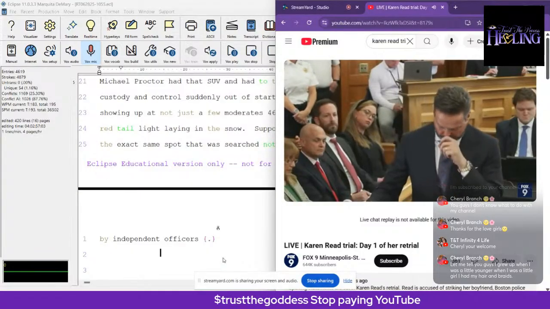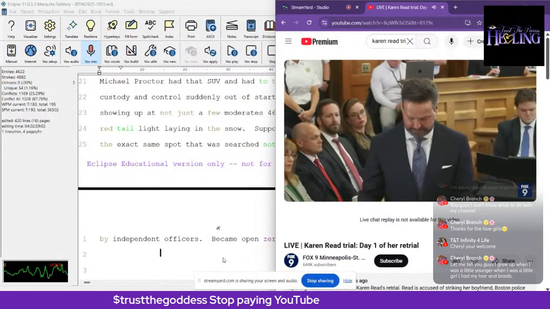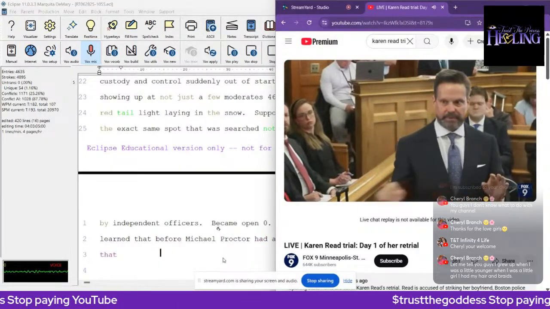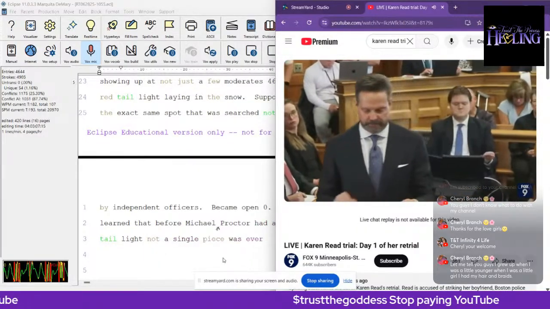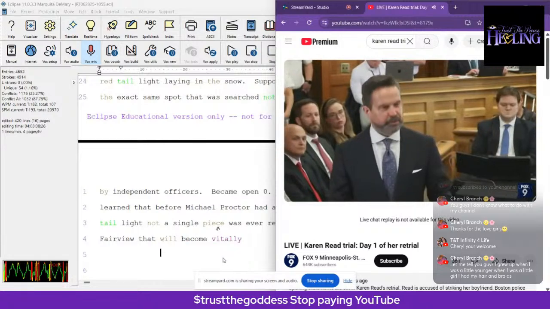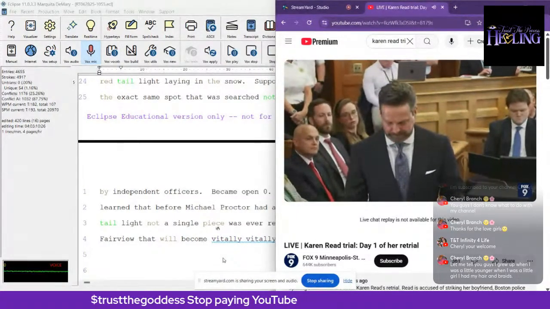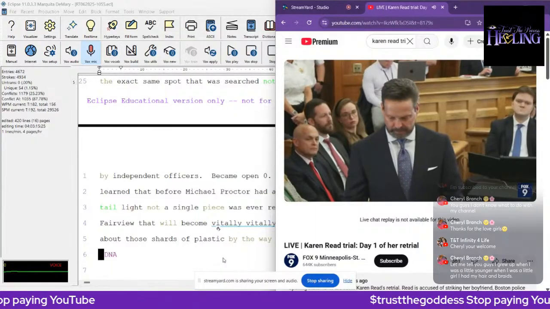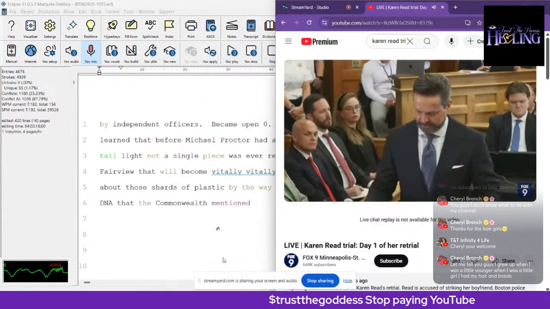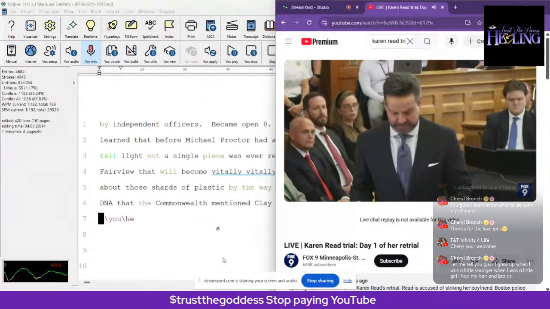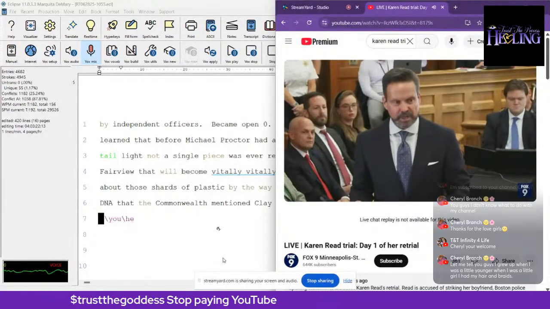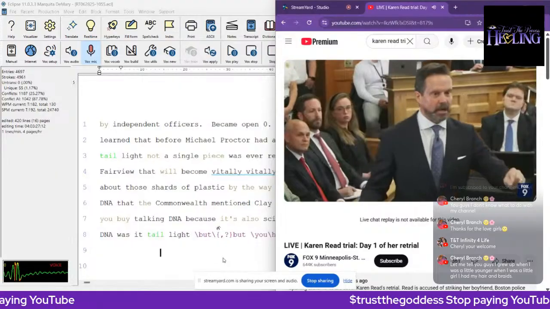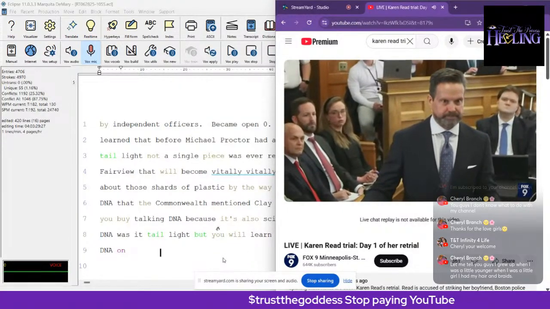To be clear, you'll learn that before Michael Proctor had access to that taillight, not a single piece was ever recovered at 34 Fairview. That will become vitally, vitally important. And what about those shards of plastic, by the way? What about this DNA that the Commonwealth mentioned? They're going to try to dazzle you with talk of DNA because it sounds so scientific. DNA was on the taillight, but you'll learn that there was no DNA on the actual shards that they claim came in contact with John's arm. None.